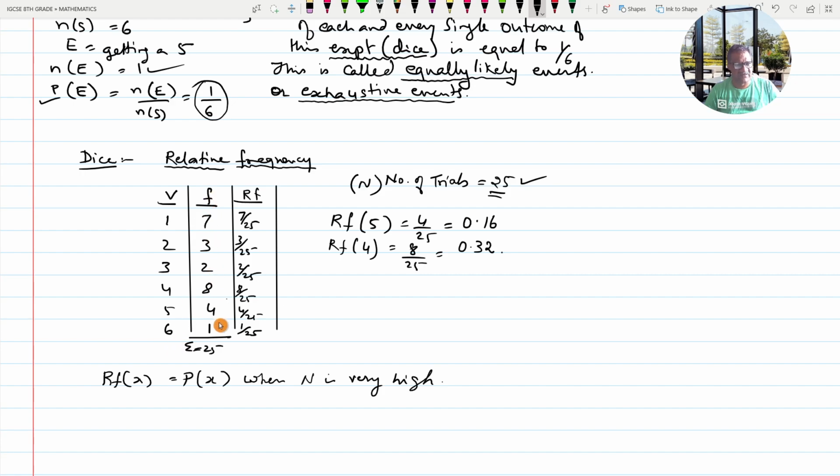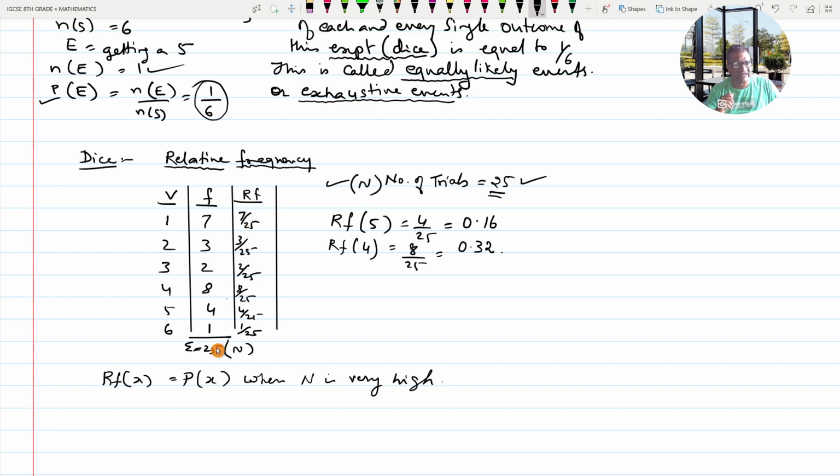Frequencies I have written here, and the summation of these frequencies should always work out to n. So this is your n, which is nothing but 25. This 25 is your n, which is also known as the total number of trials, right? Now, the relative frequency will be frequency divided by n.